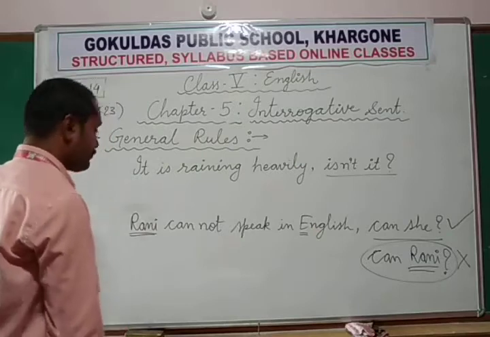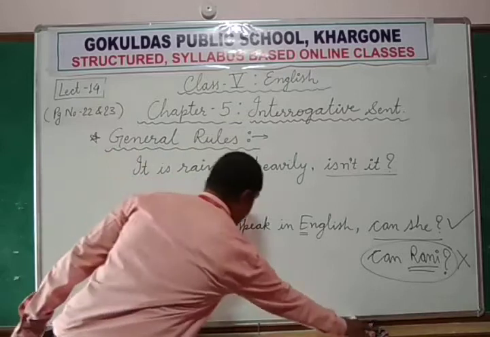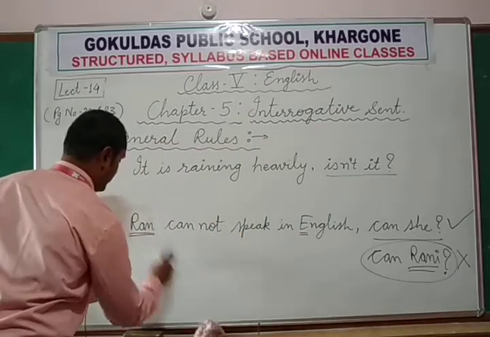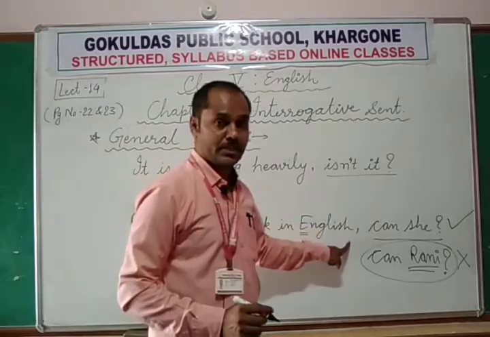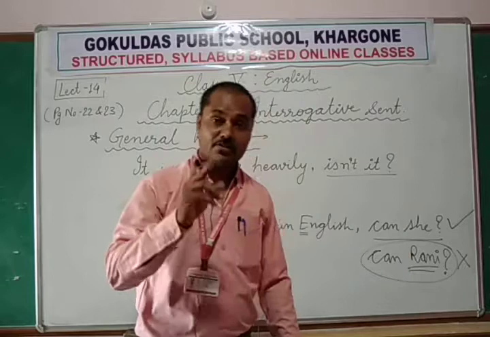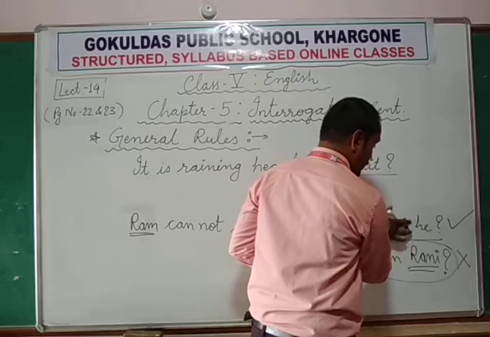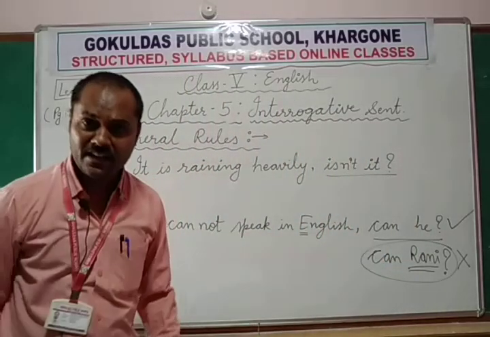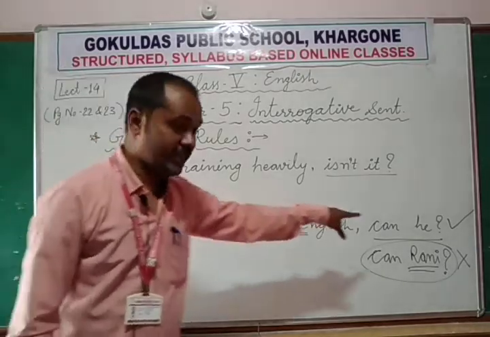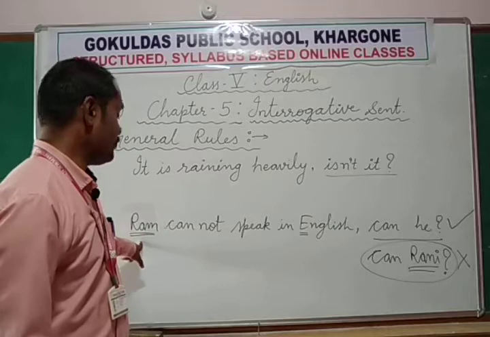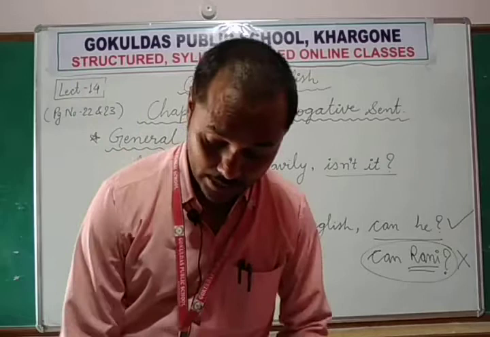If a name is given there, we only use pronouns in place of the noun. Just like, Rani cannot speak in English, can she? Suppose it is a boy, Ram. Ram cannot speak in English, can she? Now it is wrong because Ram is a boy. So we cannot use she, but we can use he. Ram cannot speak in English, can he? So in place of a noun, we use a pronoun, not a noun. Okay. So these are the rules.